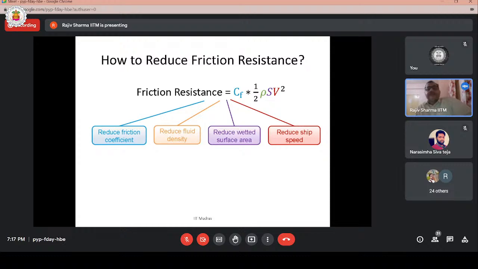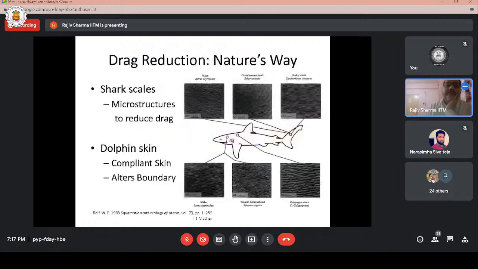So except this first one, that is reduce the friction coefficient, we have no way by which friction resistance can be reduced. And this is something which has to be investigated. What are the ways by which the frictional coefficient can be reduced?